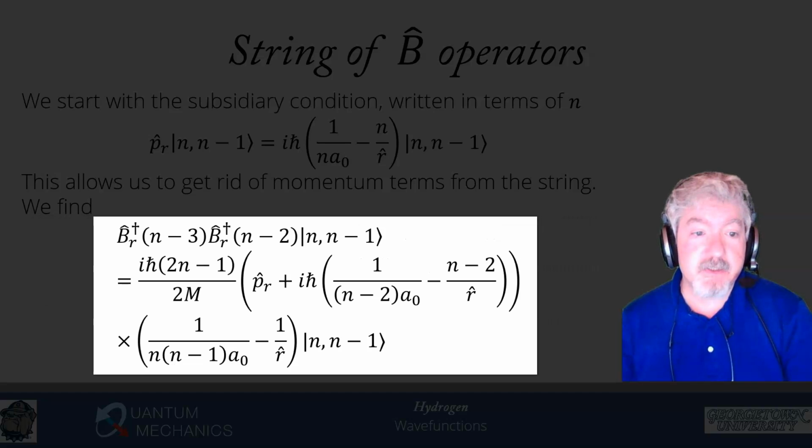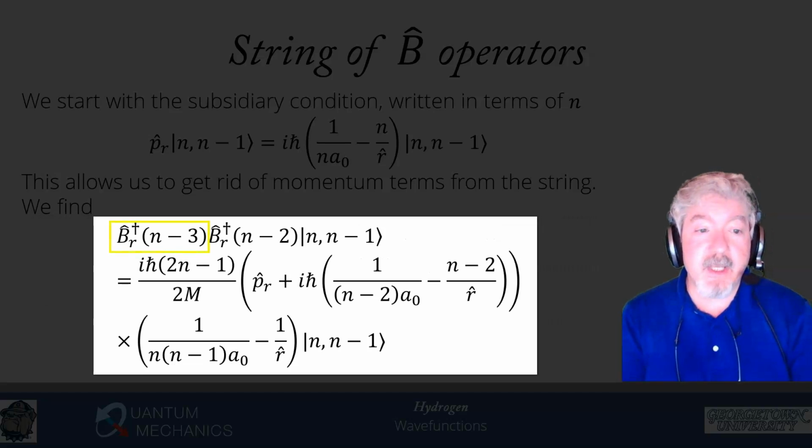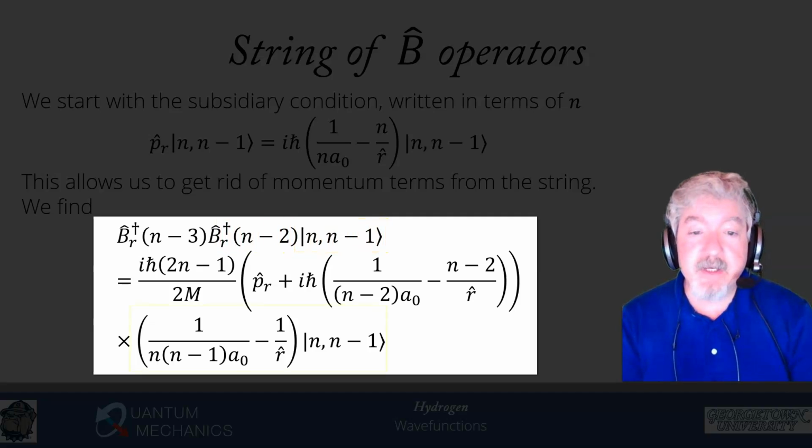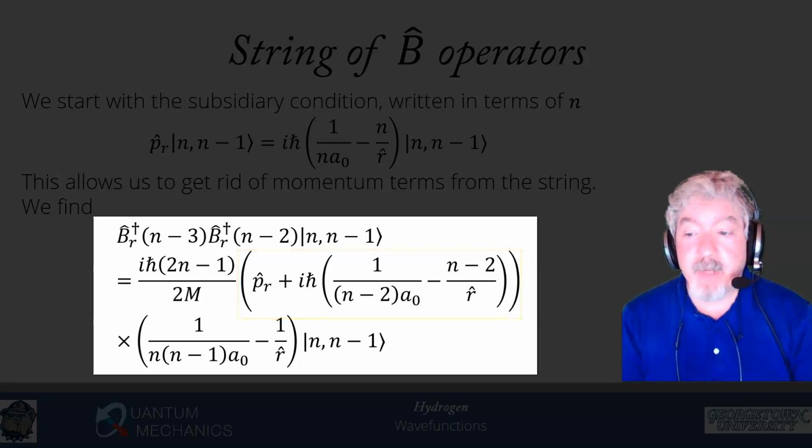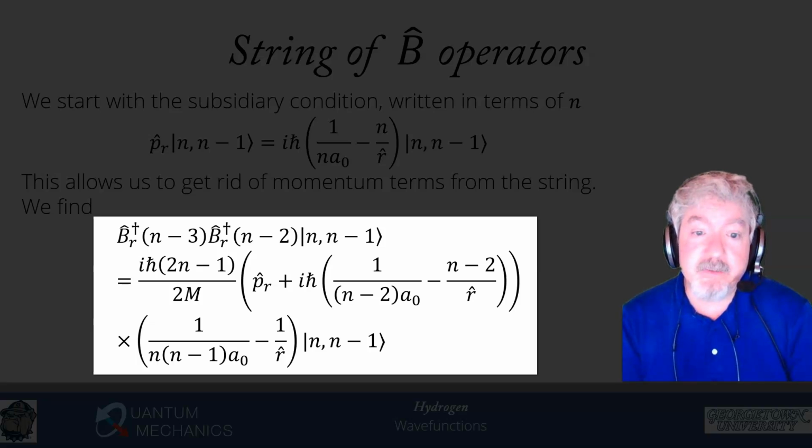Let's take a look at the next string. If I look at the next string, I will have a B dagger r of n minus 3 times a B dagger r of n minus 2 acting on n comma n minus 1. We just substitute in what the B dagger r did on the n comma n minus 1, and then we still have this p_r plus i h bar, times 1 over (n minus 2)a0 minus (n minus 2) over r hat acting on that polynomial. Now, of course, the terms that involve the position operators, they're easy to evaluate.